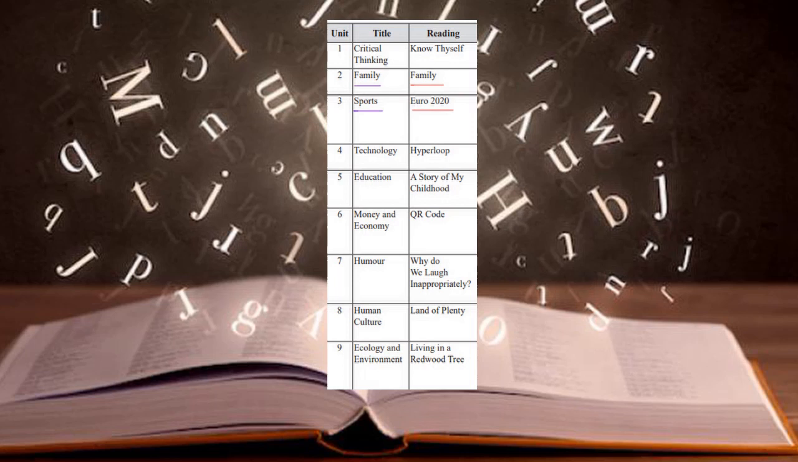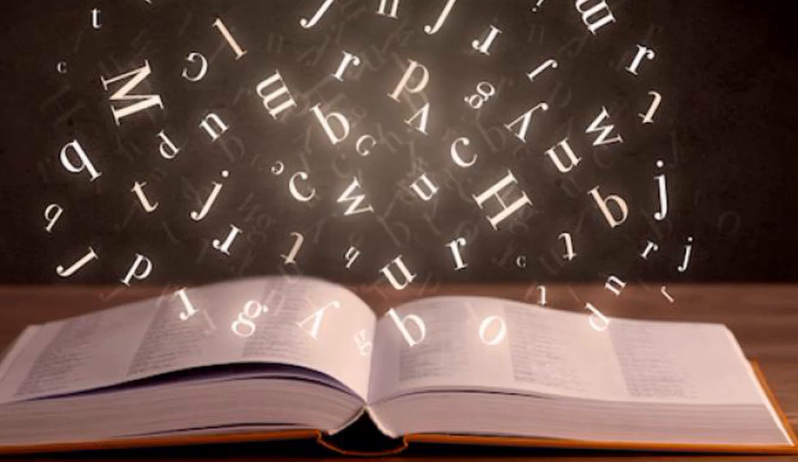Likewise, Euro 2020 under 3rd unit sports is a coverage of the Euro Cup final between England and Italy, in which Italy won the Euro Cup by defeating England in penalty shootout. I think most of us are familiar with that very text.